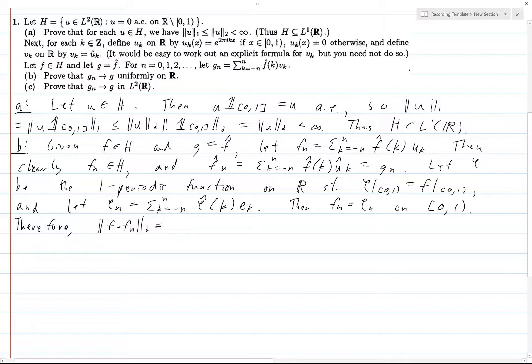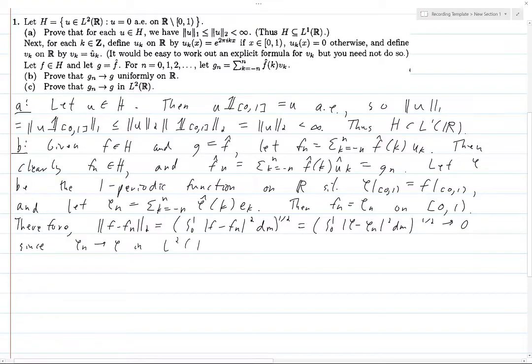the 2-norm of f minus f_n, well, let's actually write this out. This is the integral from 0 to 1 of |f minus f_n| squared dm. I don't really care what measure we have on here. But that is equal to, because we're on 0 to 1, the corresponding norm of phi minus phi_n. And this goes to 0, since we know that phi_n goes to phi in L2 on the torus T, where we take T equal to R mod the interval from 0 to 1, basically.